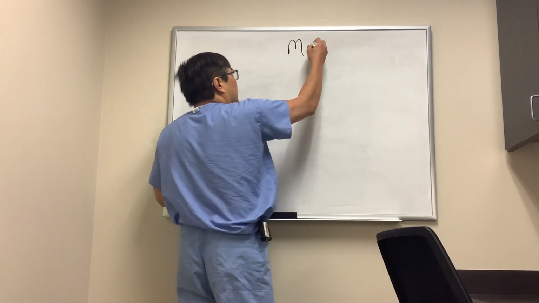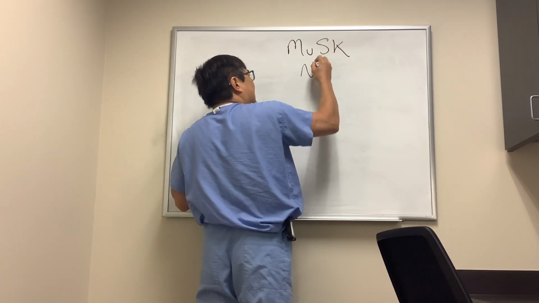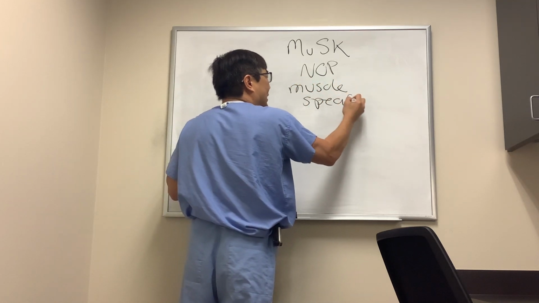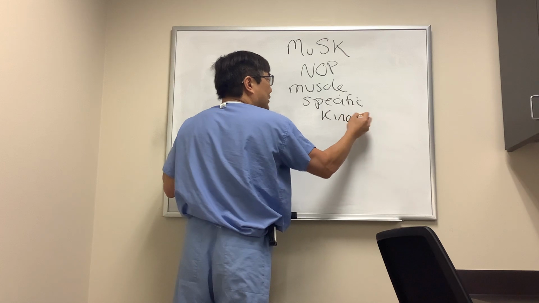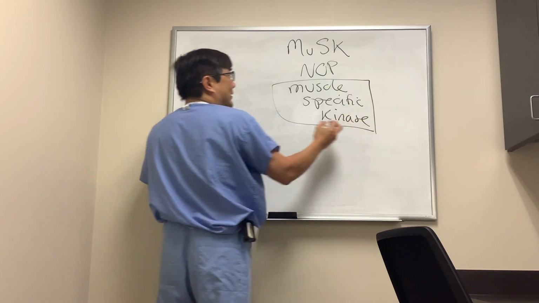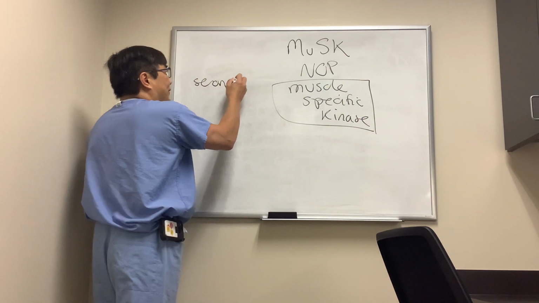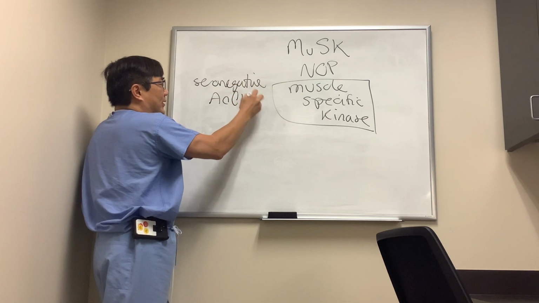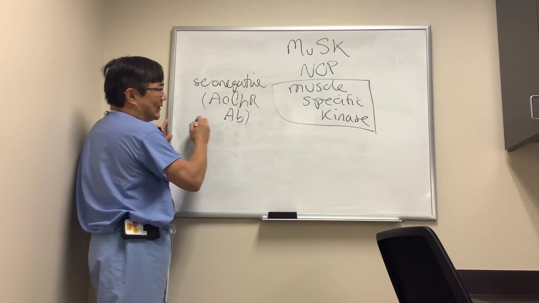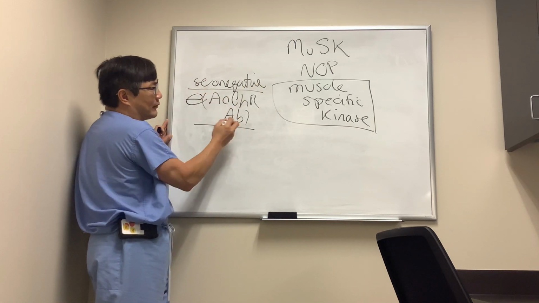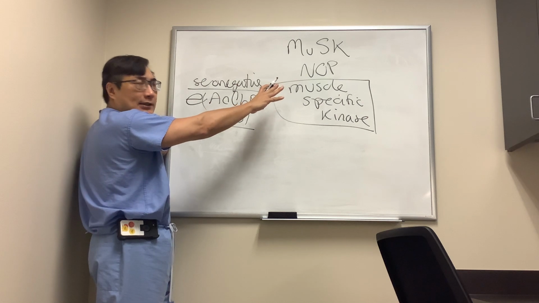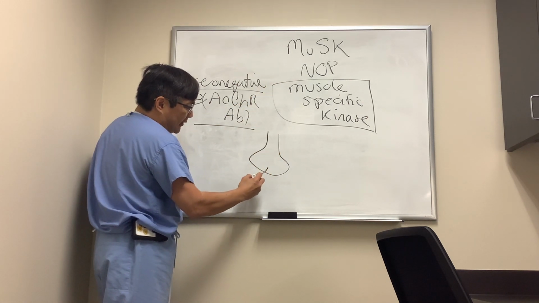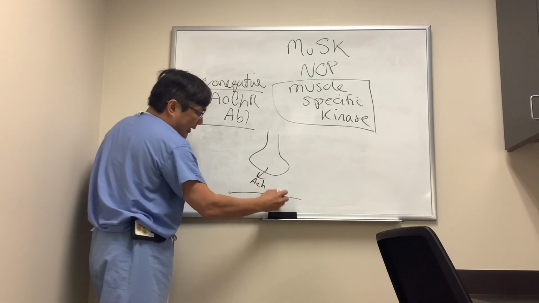Okay. So we're going to talk about MuSK today in neuro, and MuSK stands for muscle-specific kinase, and it's a test for a specific form of myasthenia gravis that is seronegative for the usual cause, which is anti-acetylcholine receptor antibodies: binding, blocking, and modulating. So if you're negative for acetylcholine receptor antibodies, our second line test is going to be MuSK.